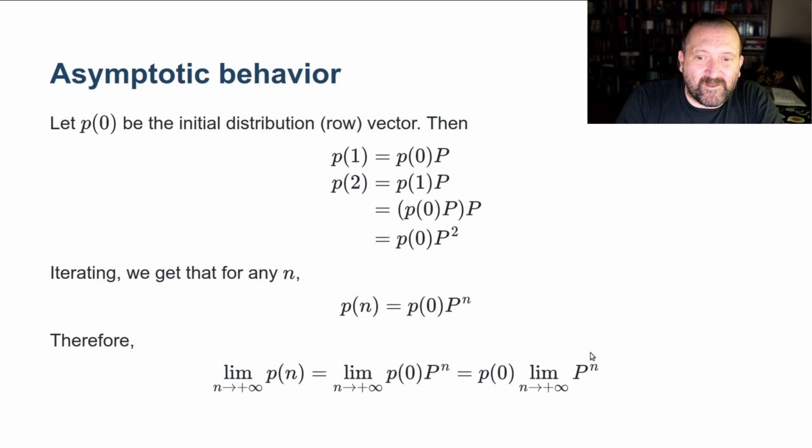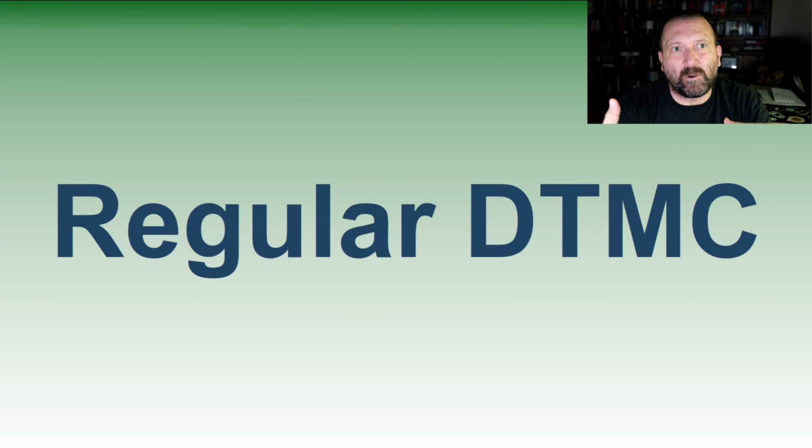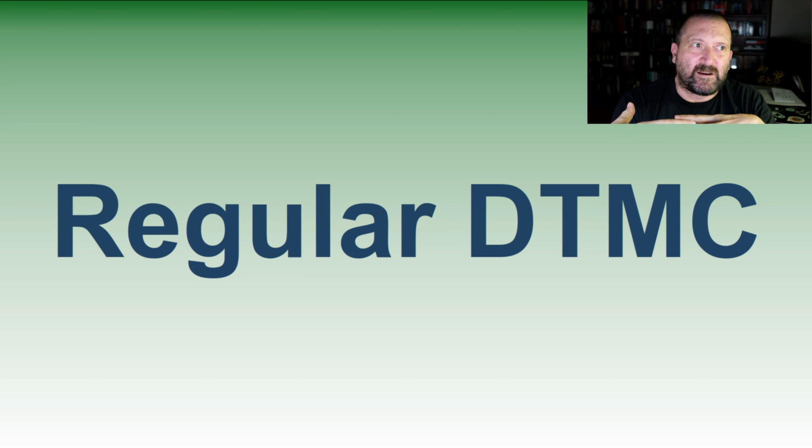So this P to the n here is a stochastic matrix. But what happens in the long term now depends on what type of chain we have. And there's two main types of chains. There are regular Markov chains, as we're going to look at right now, and there are absorbing Markov chains.